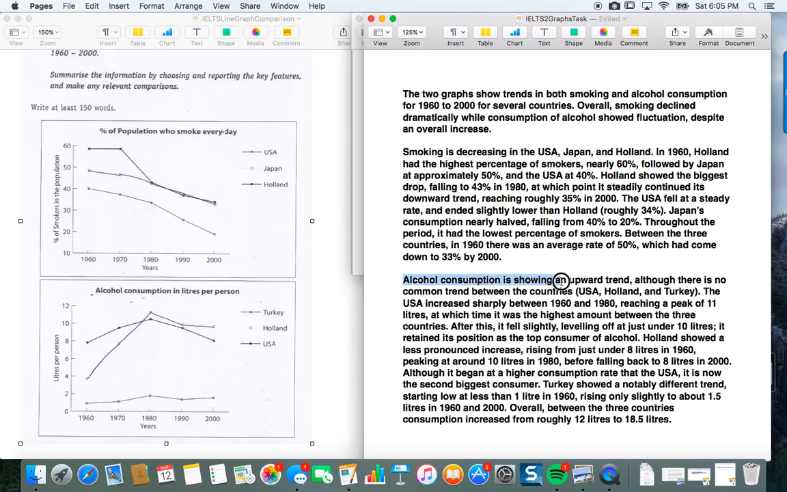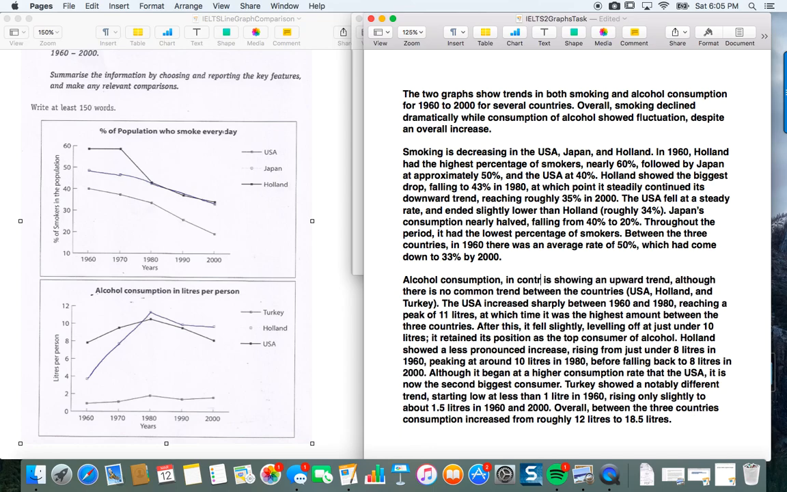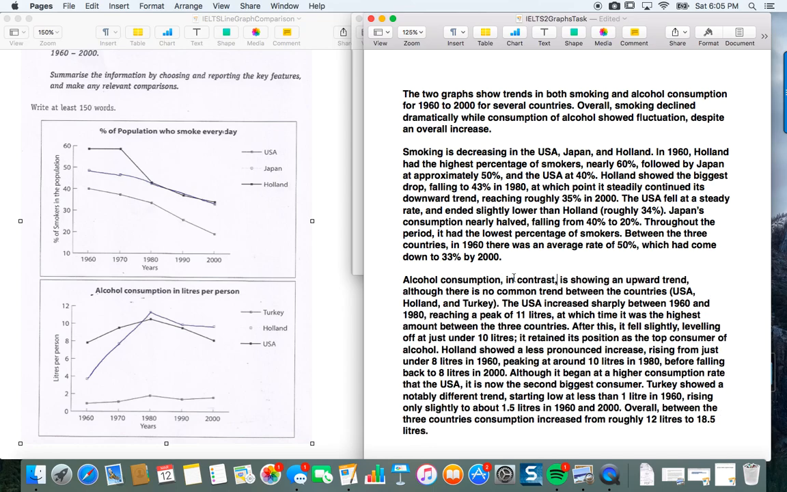Next, I move on to alcohol consumption. Now, I could probably say here, alcohol consumption in contrast. So again, I'm linking it back to this entire paragraph, is showing an upward trend although there is no common trend between the countries. Now, that's something to always remember. If there is no common trend, that is fine, but you need to say it in your text. Remember, no change is also something to mention in your task 1.